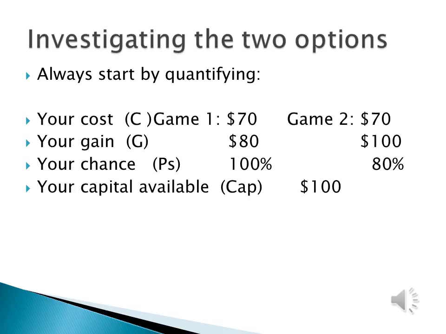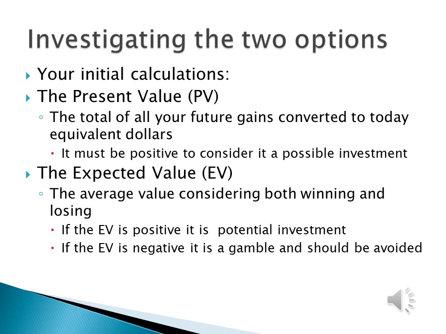The other game, unfortunately, has some risk associated with it, or chance of loss. The risk is that there's a 20% chance you will not acquire anything. So let's look at game number 2. Once again, we pay $70, but this time we have an 80% chance of acquiring $100 and a 20% chance of getting nothing, therefore losing our $70. And we have the capital available, as we mentioned, of $100.